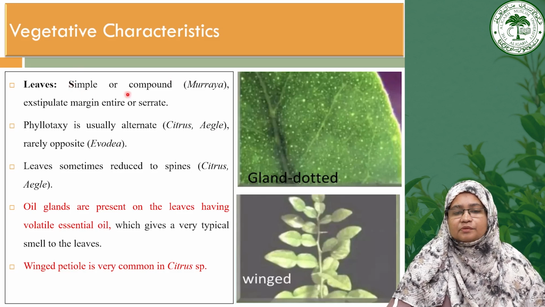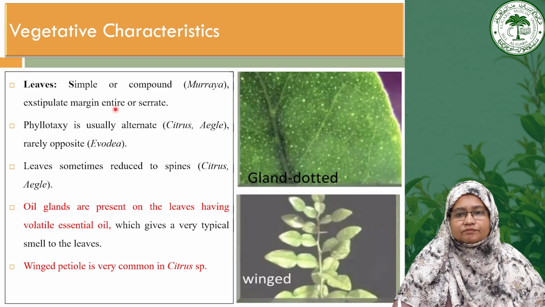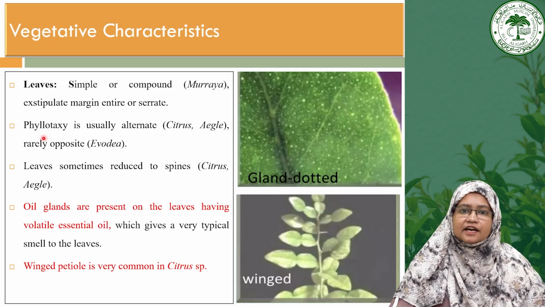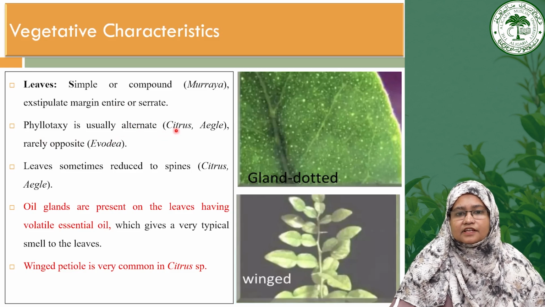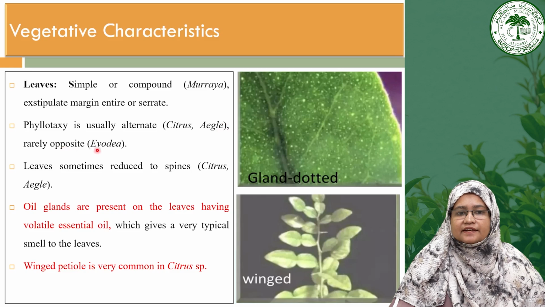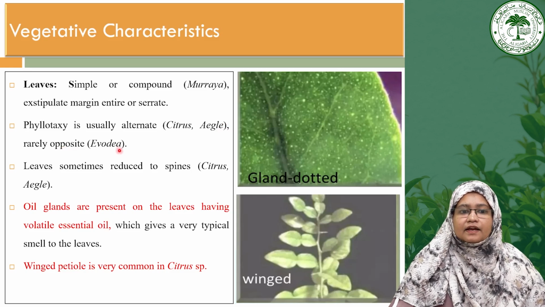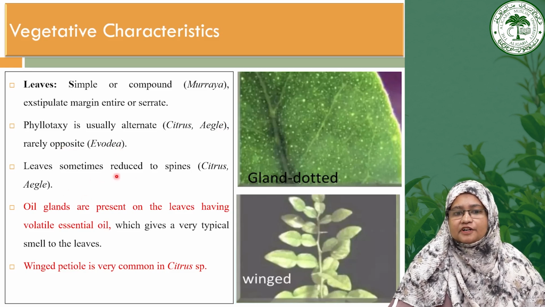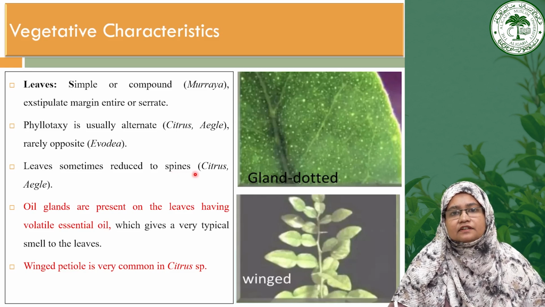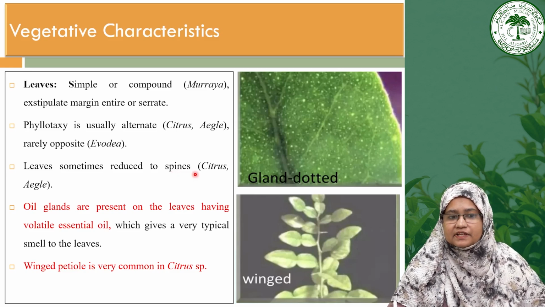Leaves are generally simple or compound, as in the case of Murraya. Generally they are exstipulate with entire or serrate margin. If we see the phyllotaxy of the leaves, they are usually alternate as in the case of citrus and Aegle, but they may be opposite as in the case of Evodia. And the leaves sometimes are reduced to spines as in the case of citrus and Aegle, as we have seen in the earlier image on the slides.